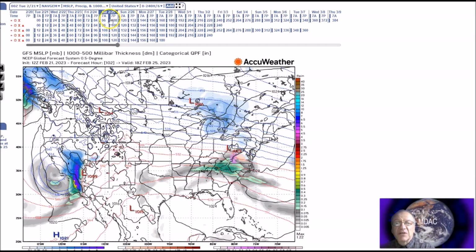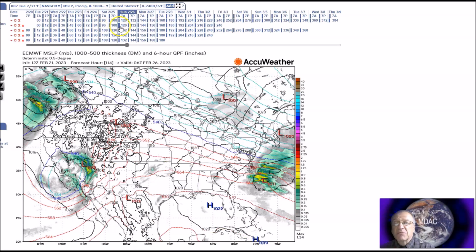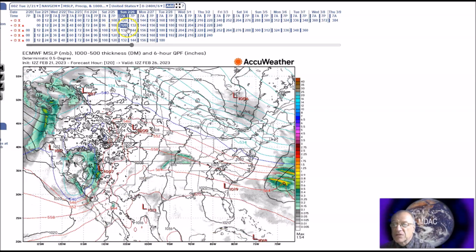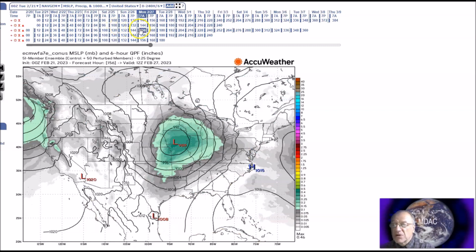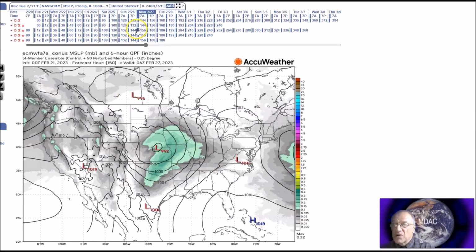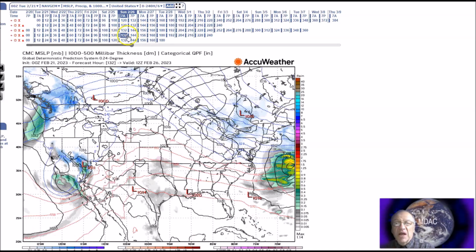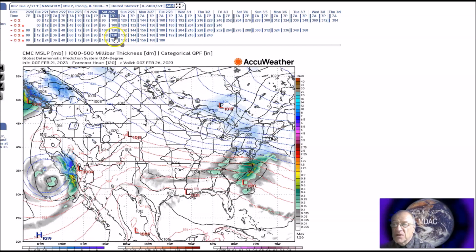We look at the GFS. Okay, we'll look at the European. The order was switched. It also brings it out to sea. We're looking at the European ensembles. Also takes it out.